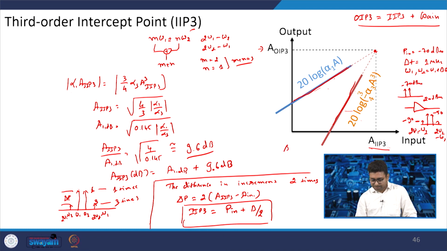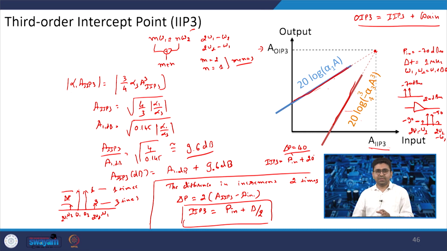So, your delta P is equal to 40. You can easily find your IIP3, which is equal to P in, that is minus 70, plus 40 by 2, that is 20. So, you can easily find the IIP3 of your system if you know the difference between the first order and third order, and once you add the gain, it is the OIP3.